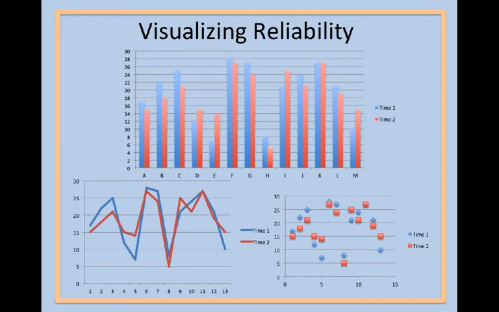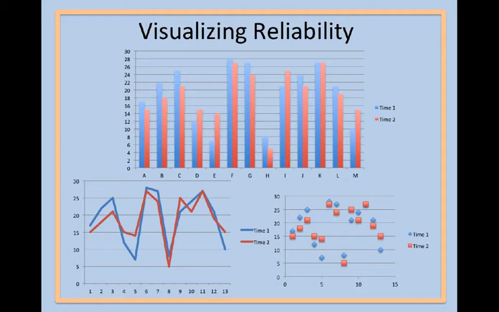The graph on the bottom right of the slide is a scatter plot of the time 1 and time 2 scores. The blue dots represent time 1 scores for each participant, and the red dots represent time 2 scores for each participant. If the participants had scored the exact same on the measure from time 1 to time 2, the blue and red dots would completely overlap. Again, they do not, indicating that the measure is not perfectly reliable, but is it quote unquote good enough?